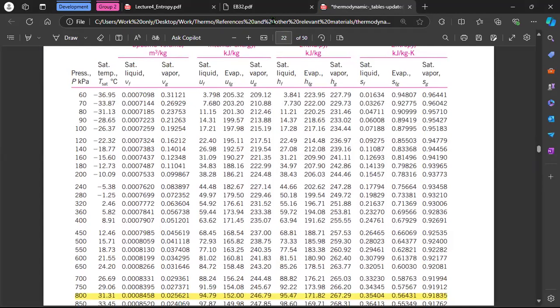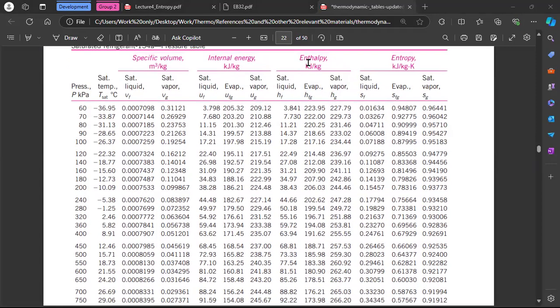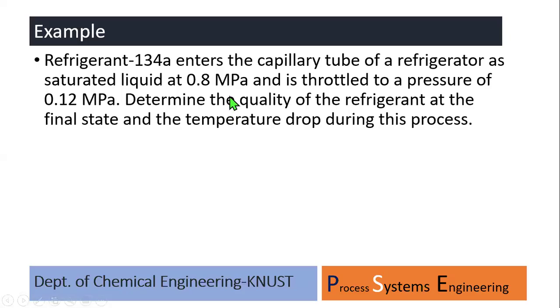So the question told us that it's coming in as a saturated liquid. And remember we said for saturated liquid, we are going to read hf. So I'm going to read the hf value at 800 kilopascal, and that's 95.47 kilojoule per kilogram. So that's going to be the enthalpy of what is coming to the valve, right? And that enthalpy has to be the same as what is coming out. So now it's been throttled to a pressure of 0.12 megapascal, but it should have that same enthalpy we found.